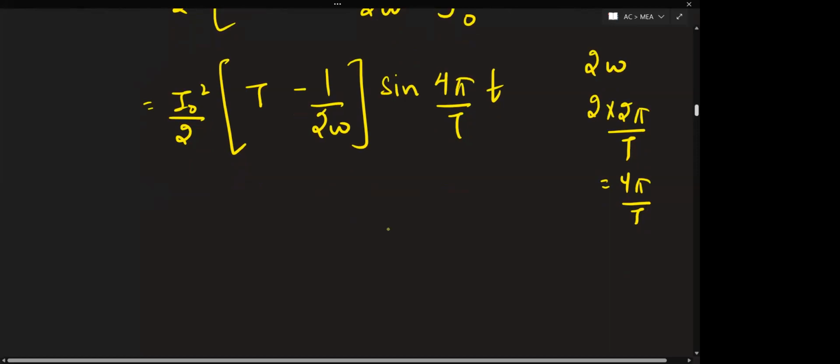Now, you have to put the limit because the limits are from 0 to capital T. The limit is still not substituted. Now, let's put the limit. I naught square by 2. This at least we have resolved.